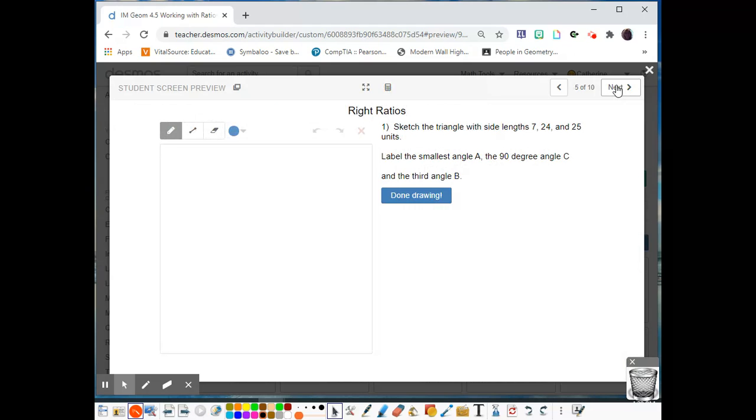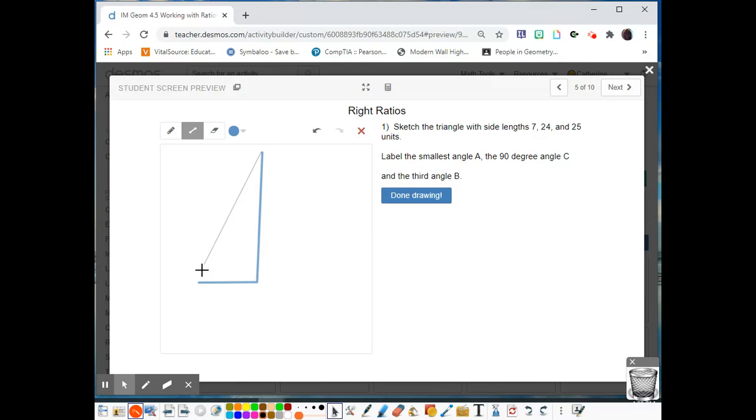Okay, so we want to sketch the triangle with side lengths 7, 24, and 25 units. So the 7 is going to be the short side. 24 is going to be the side that's adjacent next to that, and then our hypotenuse is opposite the right angle. And then we're asked to label the smallest angle A, the 90-degree angle C, and the third angle B. So our smallest angle is going to be opposite the smallest side. So this is our side that's 7. This one is 24, and our hypotenuse is 25.